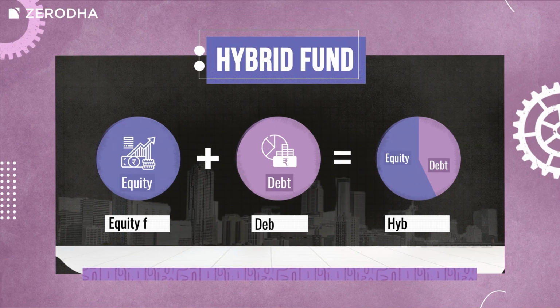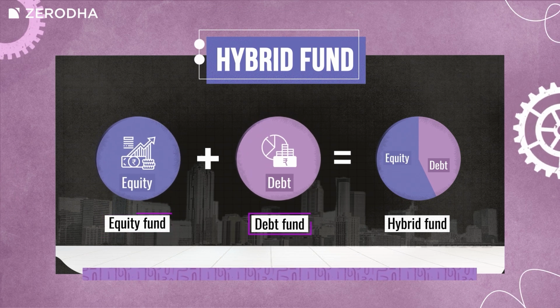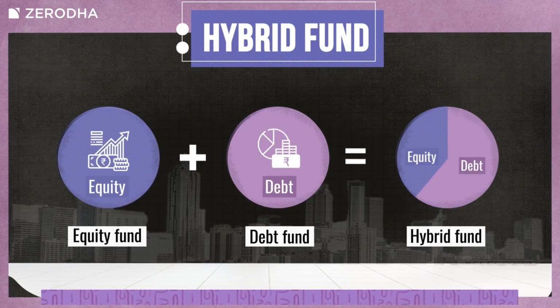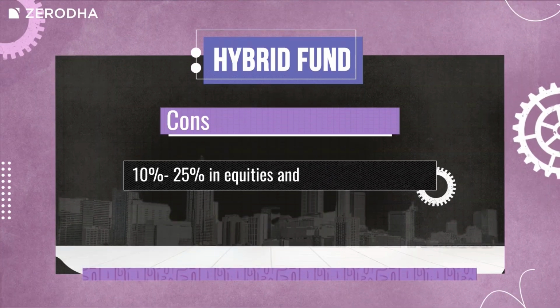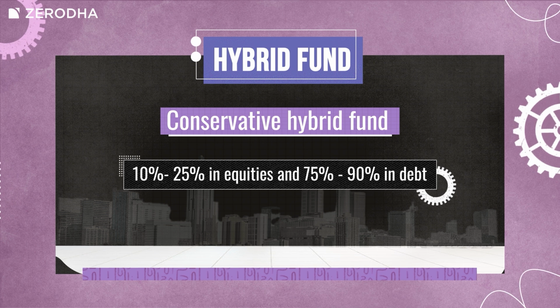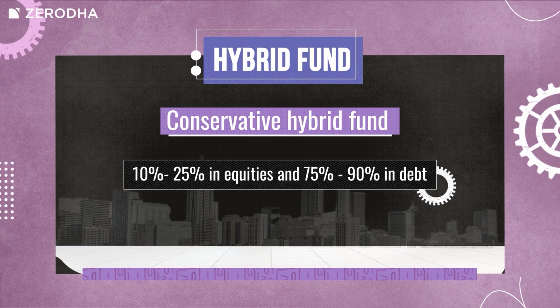Let's talk hybrid funds now. Hybrid funds are basically, as the name suggests, a hybrid of equity and debt. The classification now works based on how much is in equity versus how much is in debt. If the equity allocation is less than 25%, then it's considered a conservative fund because the majority, 75% and above, is invested in debt securities.